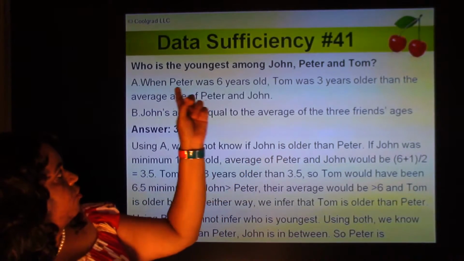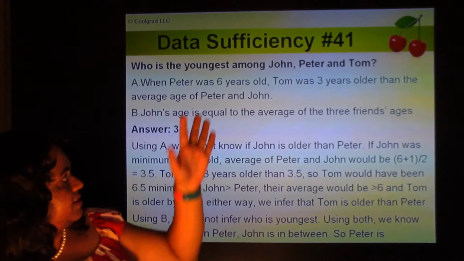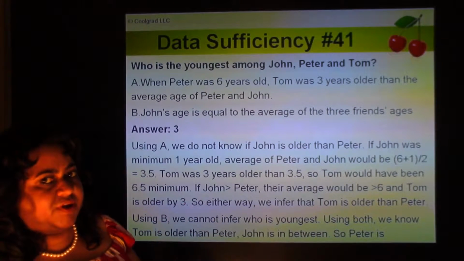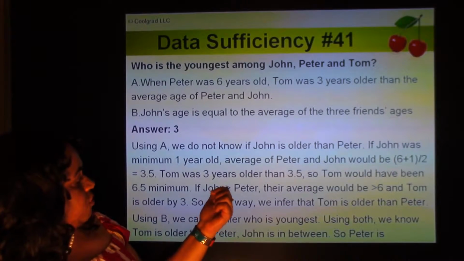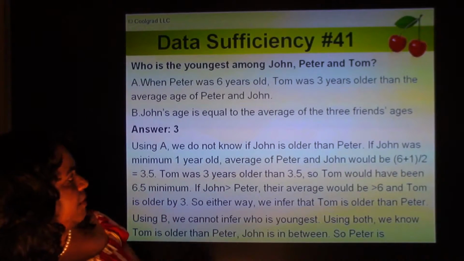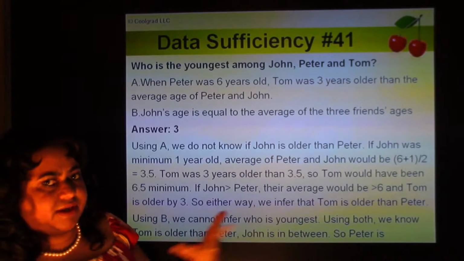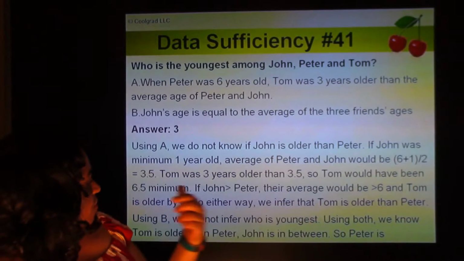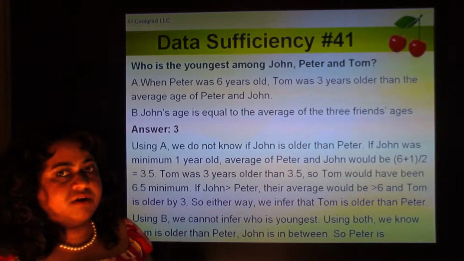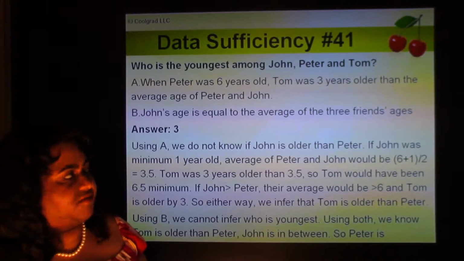So Tom will be anyway older than Peter. So Tom is clearly not the youngest. So between Peter and John, we have to find out who is the youngest. If John is older than Peter, then the average would be greater than 6, right? Say 6 and 7, their average would be greater than 6. And Tom would be older than 3. So either way, Tom is older than Peter. But John may be younger than Peter, or John may be older than Peter. We don't know that. So John or Peter, either of them could be the youngest.